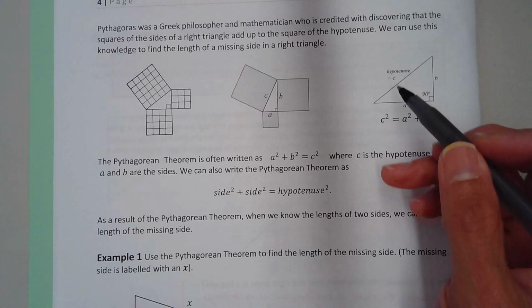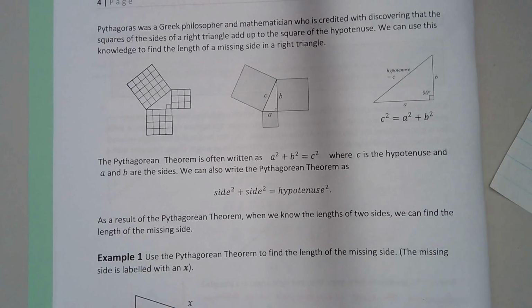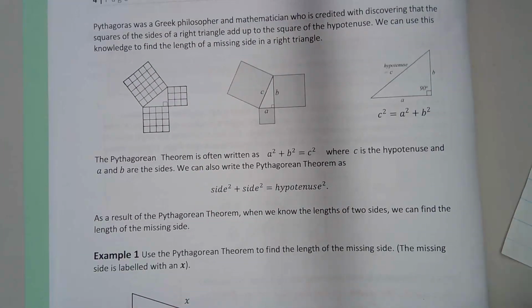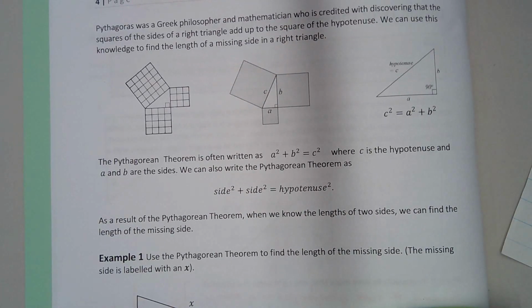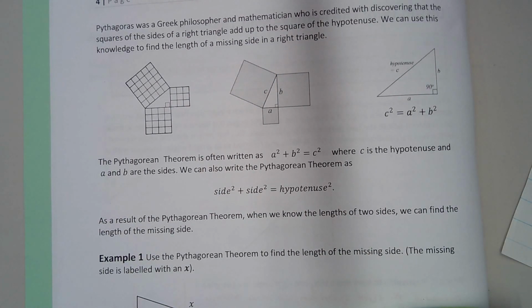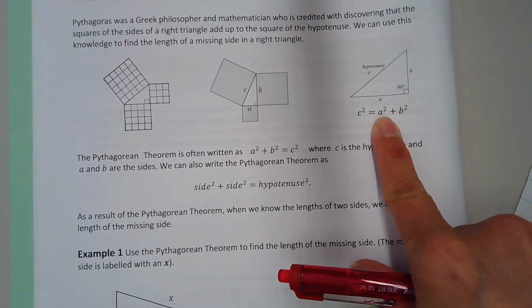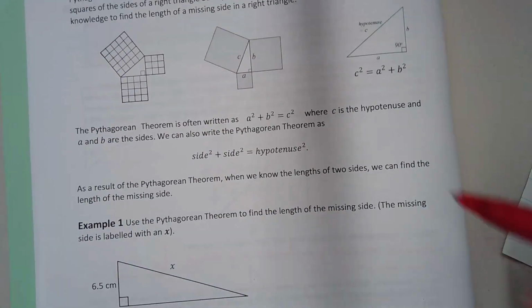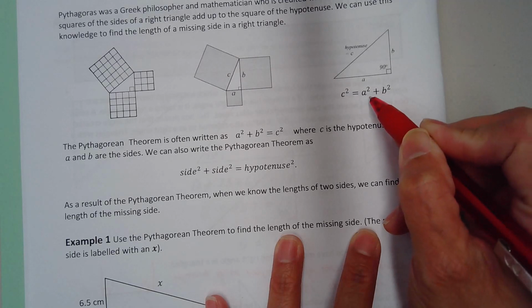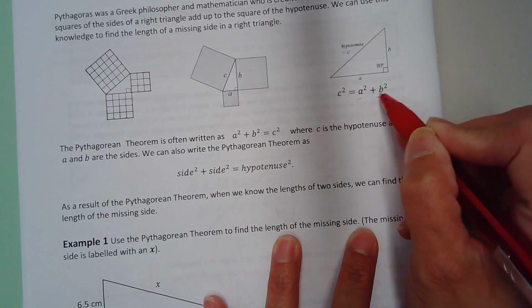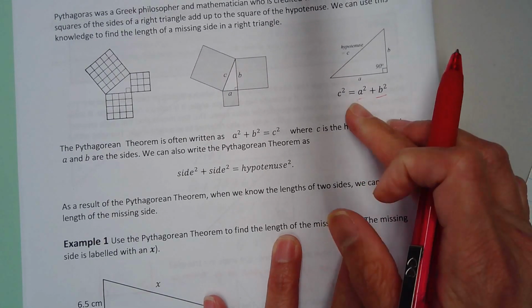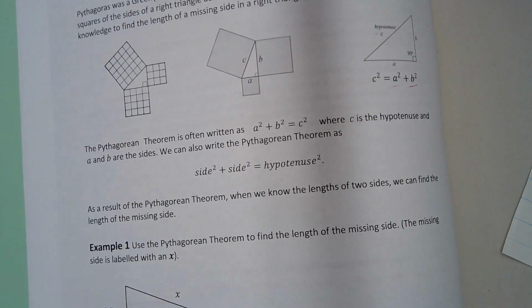This is what some people are saying. They said you add up the two sides and then you get the third side. That's actually not true. Okay, it's not the sum of the two sides, it's the sum of the squares of the two sides. Okay? The sum of the two squares. So you square each side first and then add them up.